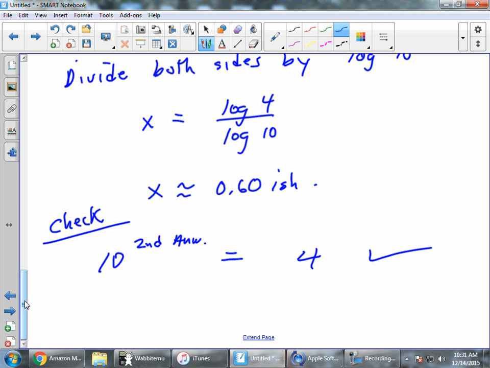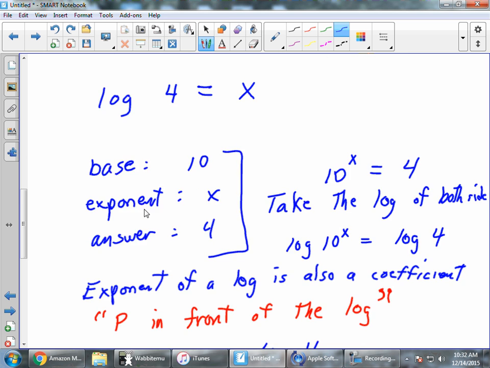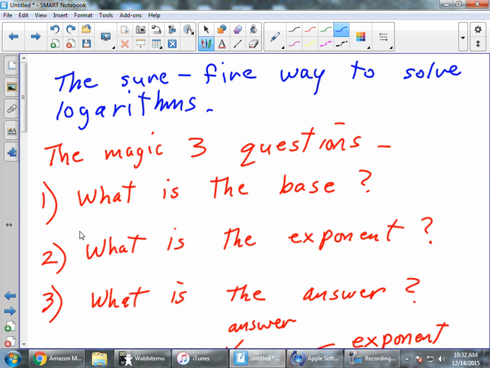10, second answer. Boom. Use that second answer key all the time. It's really good. Did you do that, Ben? And it worked. You got 4? Okay, do that now, please. All right, questions. I will shut up. These 3 questions. What's the base? What's the exponent? What's the answer? Can be used to solve anything. I mean, you got to do some other stuff too, but these will get you going every single time. Okay? They are great. Memorize them, use them, write them in your notes.